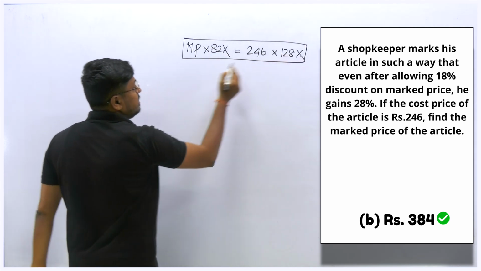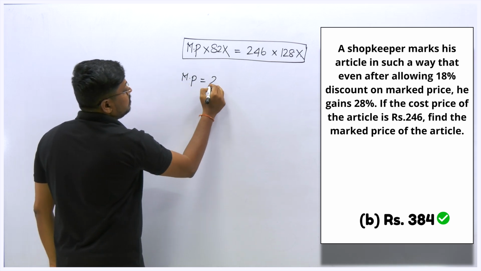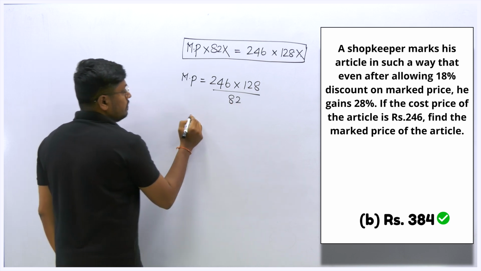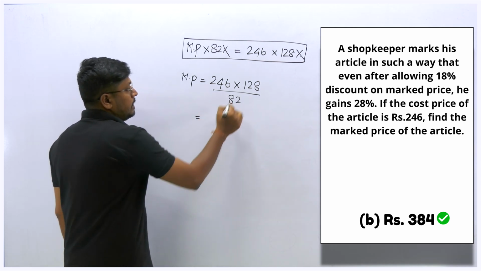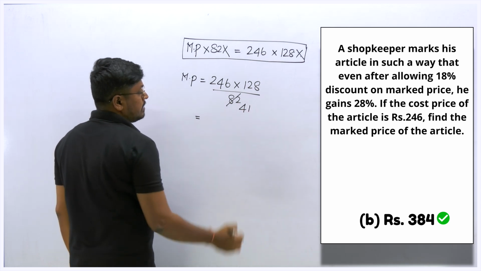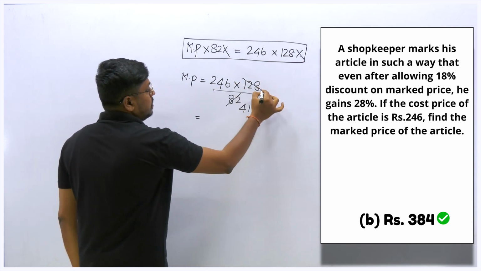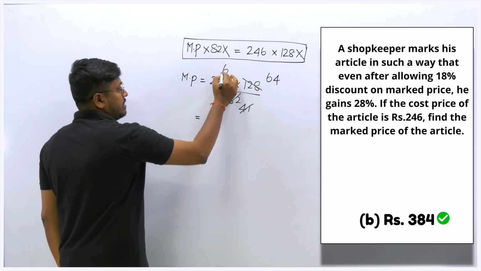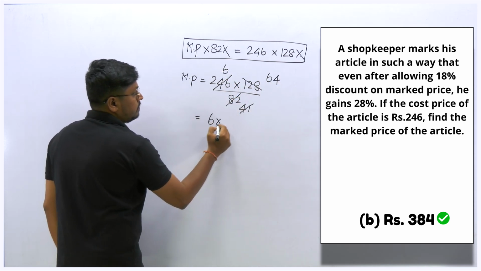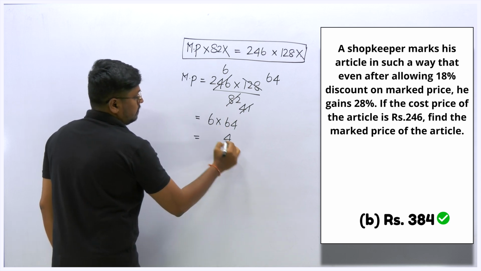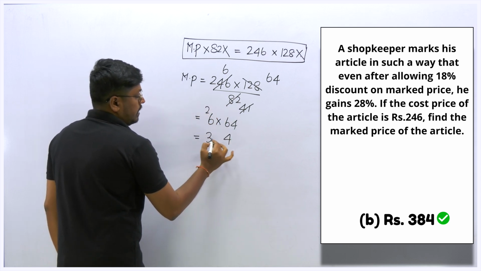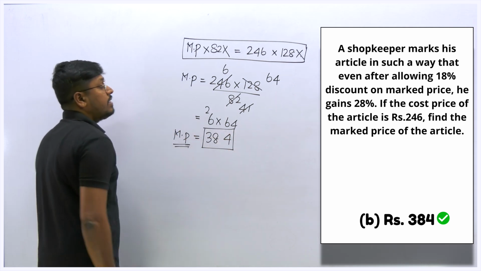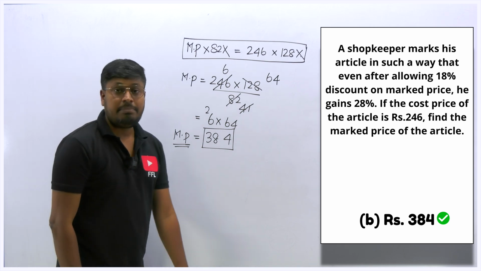Here we can cancel percentage and percentage. So marked price is equal to 246 into 128 divided by 82. Now we can cancel it: 41, cancel it on the 2 table, 41. So cancel on the 2 table, 6 2s are 12, 4 2s are 8. So cancel directly on 6 times because 6 4s are 24. Finally we can say that the marked price of the article will be 384.